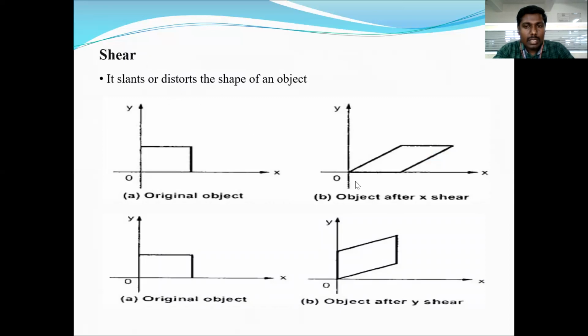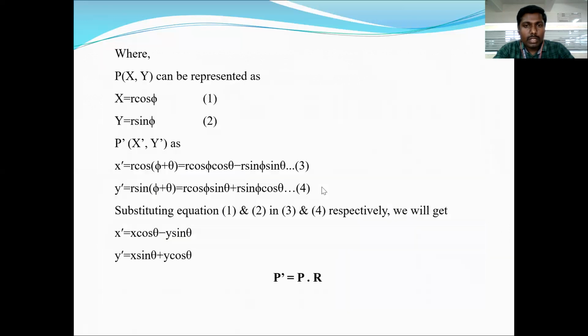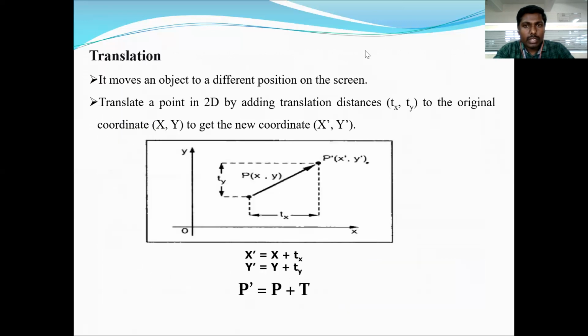Shearing slants or distorts the shape of an object. So these are the example images. This is our original object. After the shearing transformation is done in the x axis, you get this. If you do it in the y axis, you will get this image. So these are the different types of transformations.